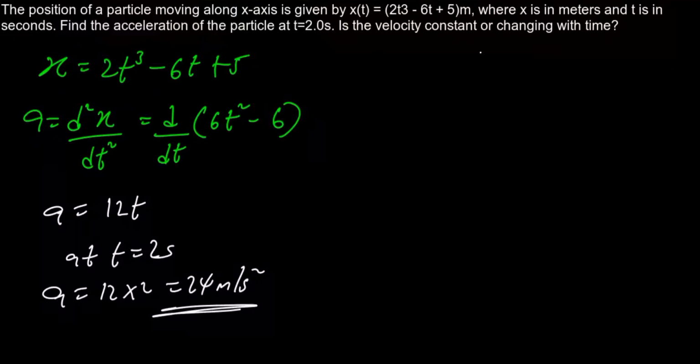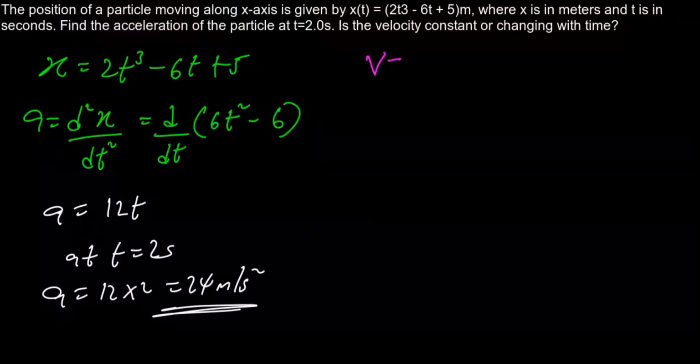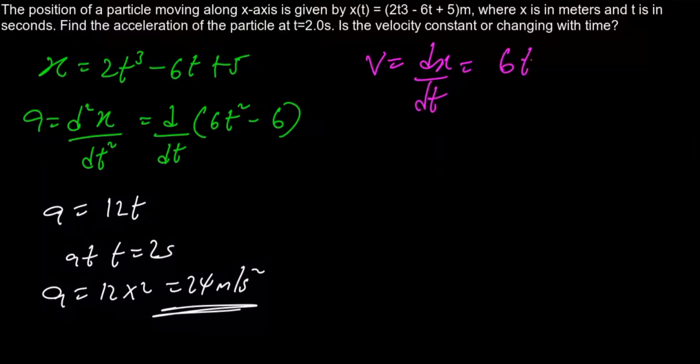Now, is the velocity changing? Is velocity constant or changing with time? How do we answer the question? From here, if I find the velocity, dx/dt, my answer will give me what? 6t squared minus 6. Now, how do we answer the question from here?